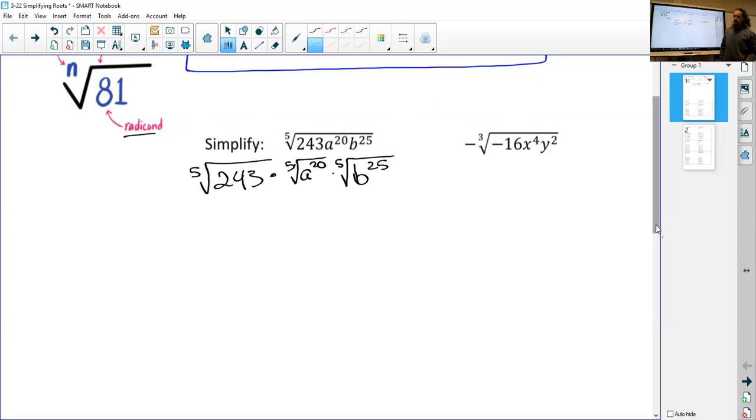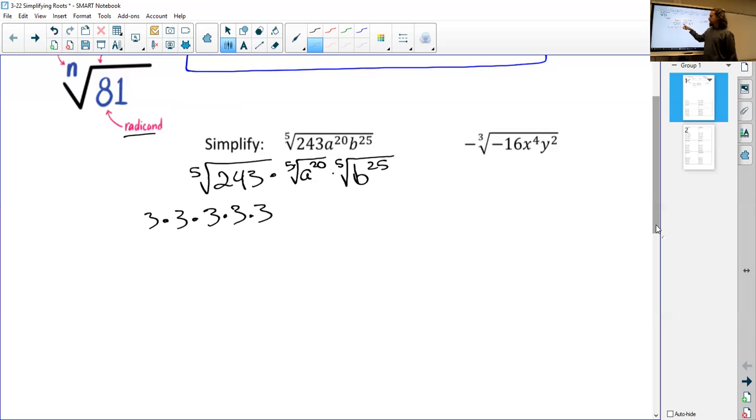Okay, and the hardest part of this one is actually the 243 here, because you have to think, what number multiplied by itself could get me to 243? Now it's odd, so it can't be 2. So what if we try 3? 3 times 3 is 9. If I keep going, 9 times 3 is 27. 27 times 3 is 81. And let's do one more. 81 times 3, believe it or not, is exactly 243.